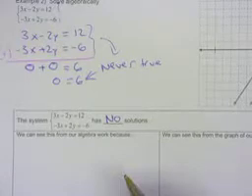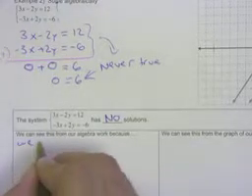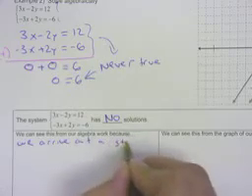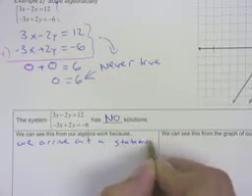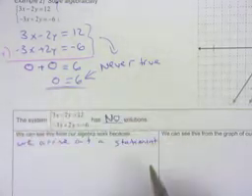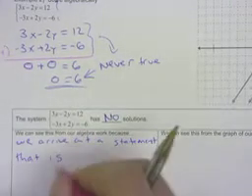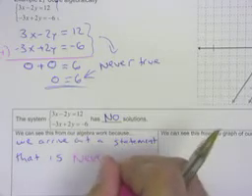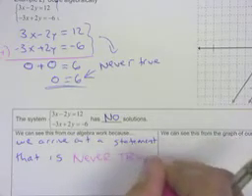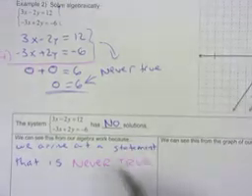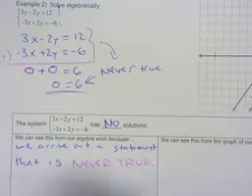Algebraically, we can tell we have no solutions because we arrive at a statement, namely 0 is equal to 6, that is never true. 0 is never equal to 6, which means that our system can never be true.